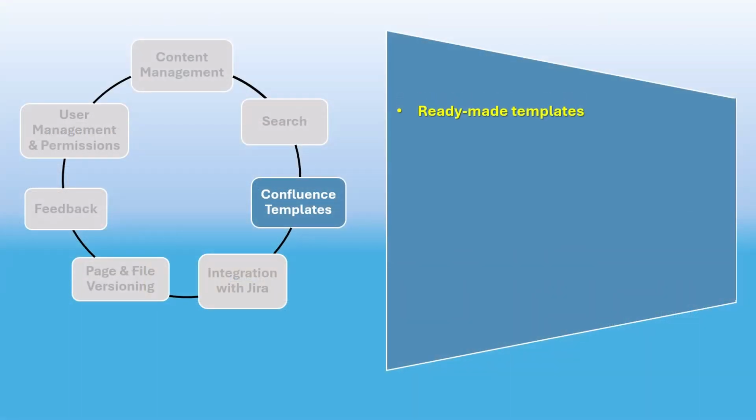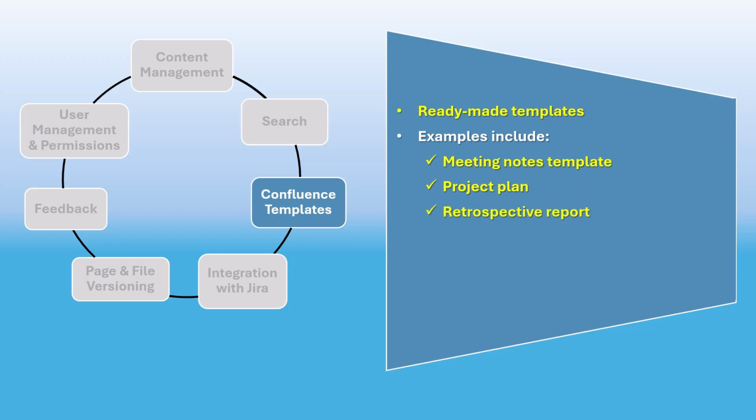Then Confluence templates. Confluence provides ready-made templates based on industry best practices. These templates help create structured content quickly without starting from scratch, because not everyone knows how to structure documents properly. So templates ensure consistency, professional formatting, and fast documentation. Examples include meeting notes template, project plan, retrospective reports. This reduces your effort and improves the quality across teams.